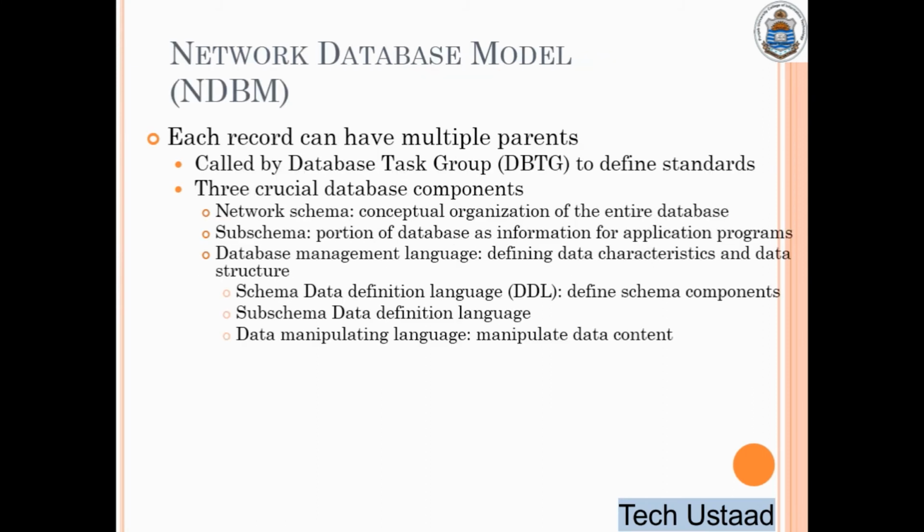Coming to the network database model. It simply consists of a network structure. In this database model, each record can have multiple parents, which are called by the database task group (DBTG) to define standards. There are 3 crucial database components in this model.